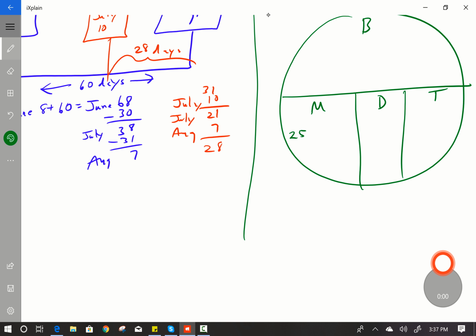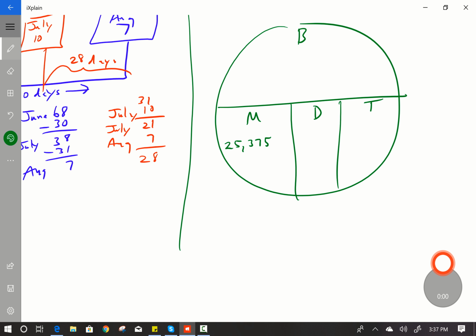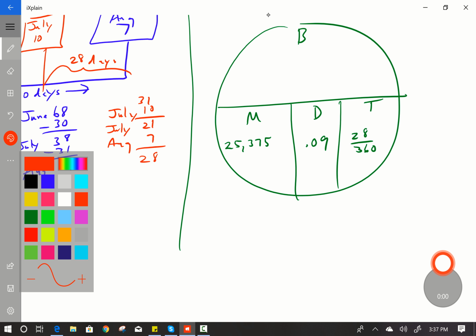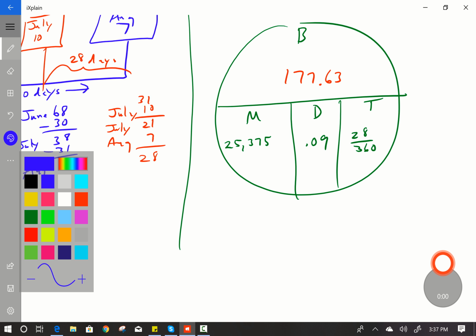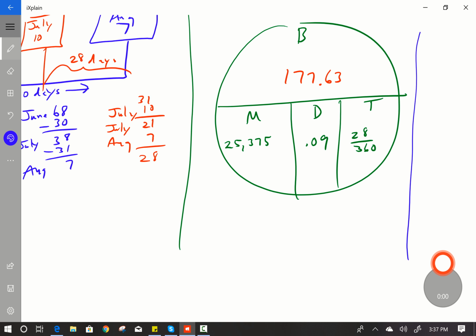So the maturity value is $25,375. The bank discount rate also happens to be the same as it was for finding the simple interest, 9%. And then the time is the number of days represented in step 2, which is 28 days over 360 for ordinary interest. And therefore, $25,375 times 0.09 times 28 divided by 360 is equal to 177.63. Okay, that's the bank amount right there, the bank charge.